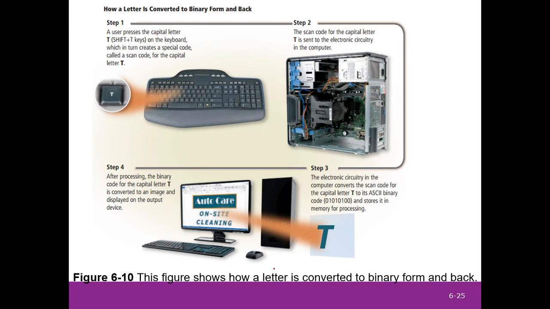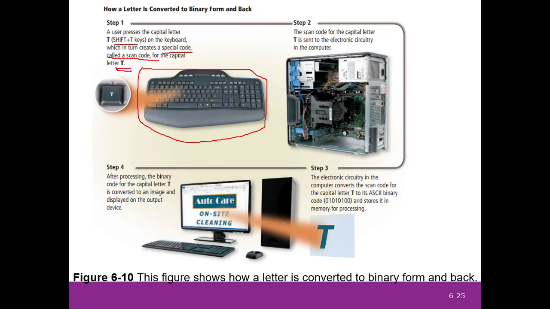When you press any key on your computer's keyboard, ultimately, it is translated into an ASCII code. Okay? How does that happen? So these are the steps that are involved. If you press any key on your computer, say for example, if you press Shift plus T, so you want to type capital T on your computer, your keyboard will generate a scan code, a special code, and that special code is called a scan code for the letter capital T.